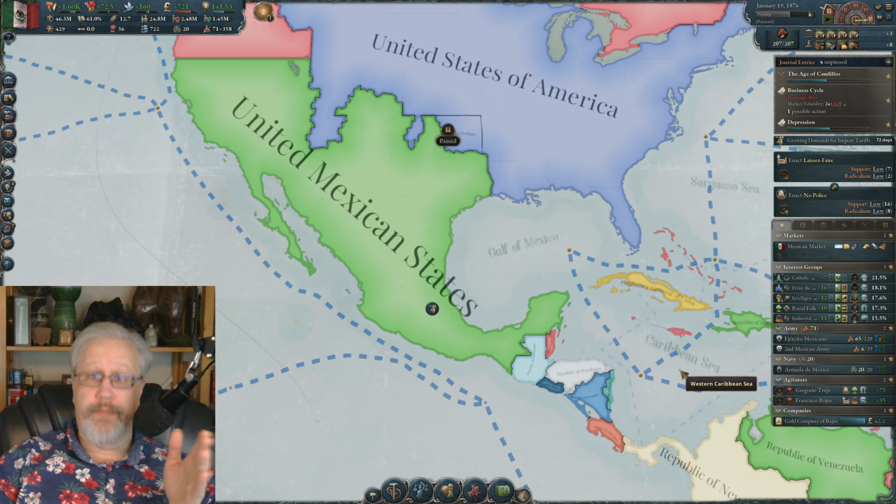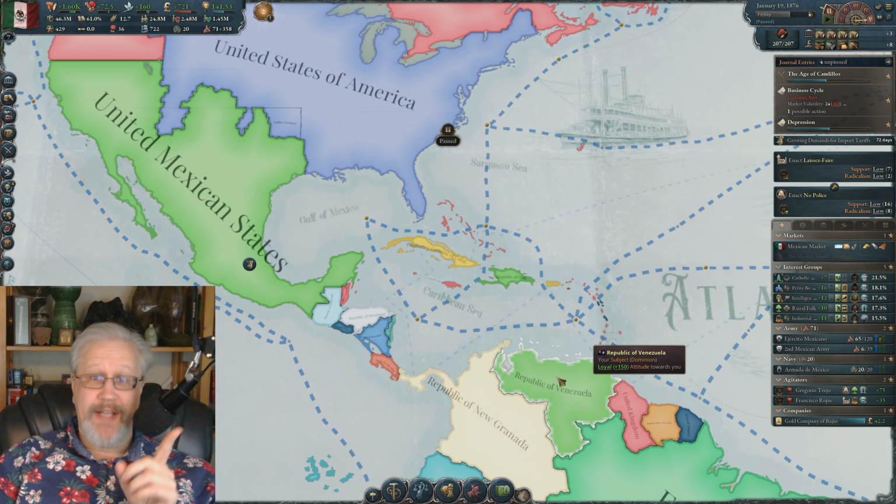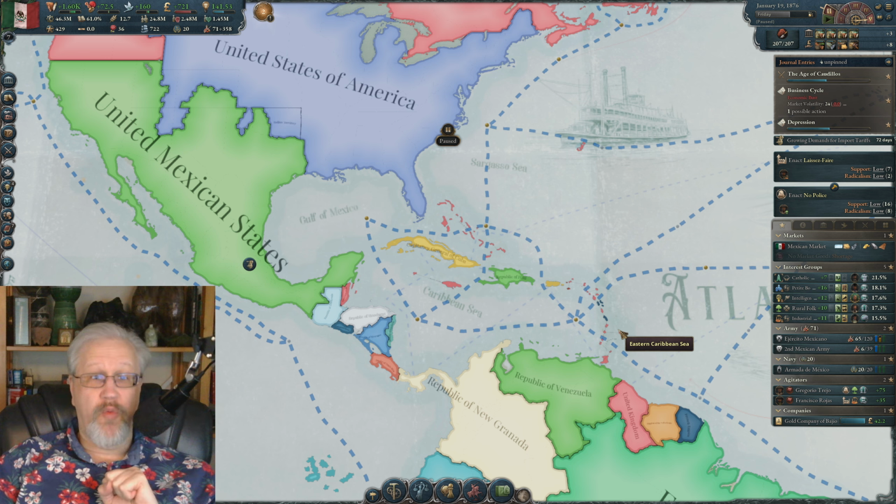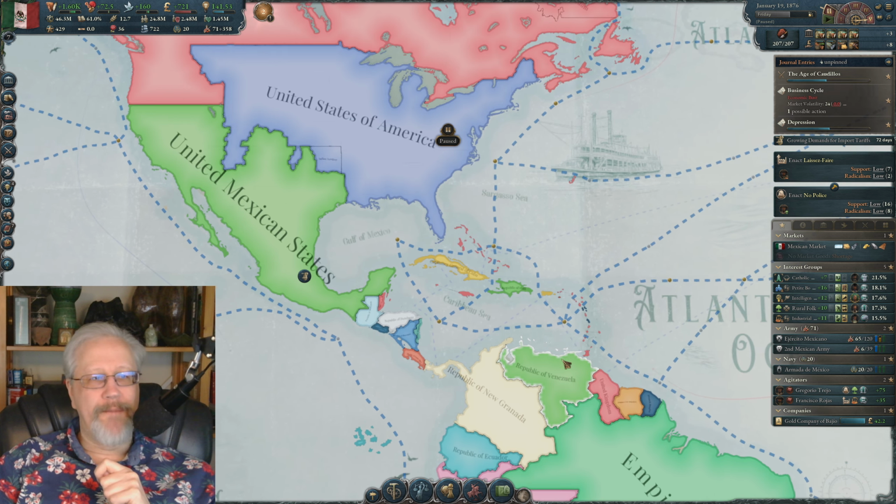Now we're up to where my game is right now. And yes, Venezuela had a bit of an internal squabble. Mexico to the rescue. They're now a dominion. They look so cute. They're colored Mexican.